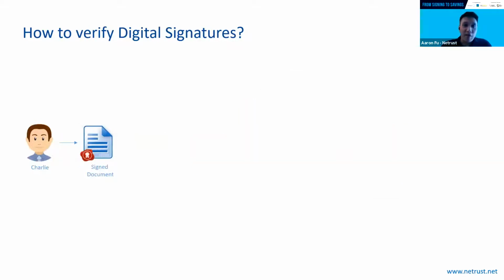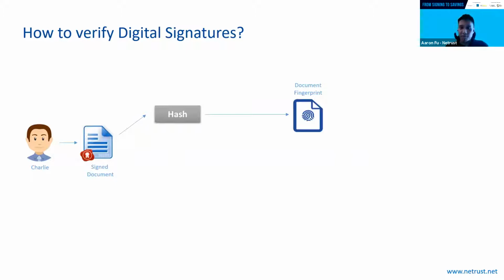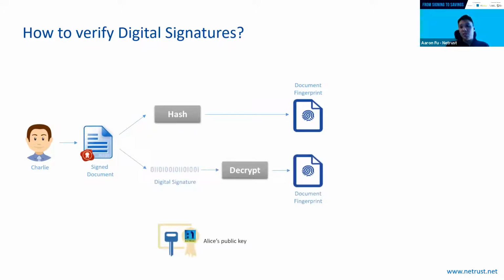So how do we verify the digital signature? Charlie in this case is the recipient of the signed document from Alice. When Charlie wants to verify the digital signature, the first thing that needs to be done is that the document Charlie has is hashed in the same way to create that document fingerprint. The digital signature embedded in the document is then decrypted using Alice's public key, which is another key that, when used to decrypt the digital signature, will obtain the original document fingerprint that was used by Alice to create the digital signature.